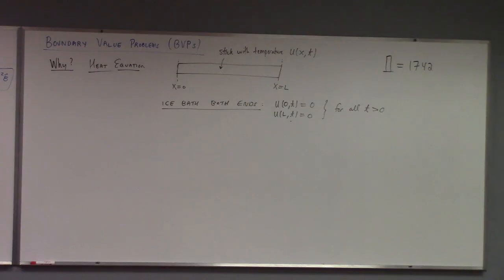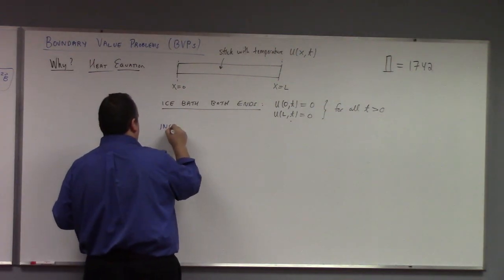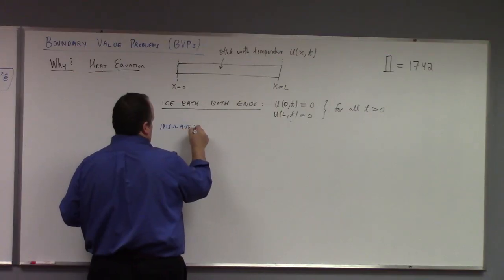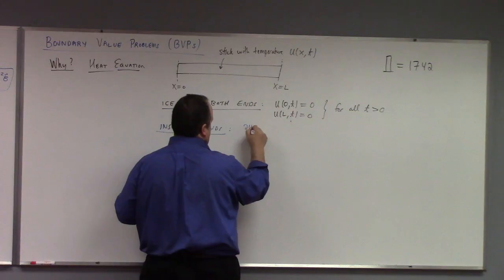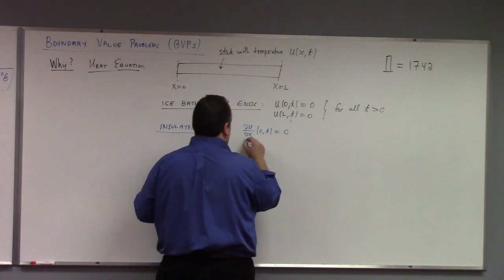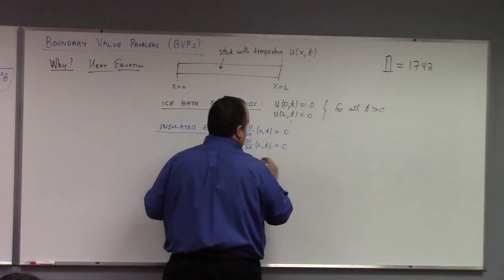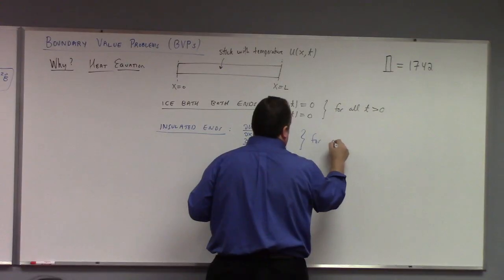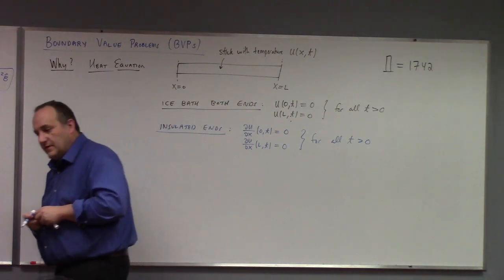Now, on the other hand, if you want to say that the ends are insulated, then I think that amounts to insulated ends. You could do partial u, partial x at 0 is 0, and partial u, partial x at L is equal to 0. So those are two different boundary conditions you could study.